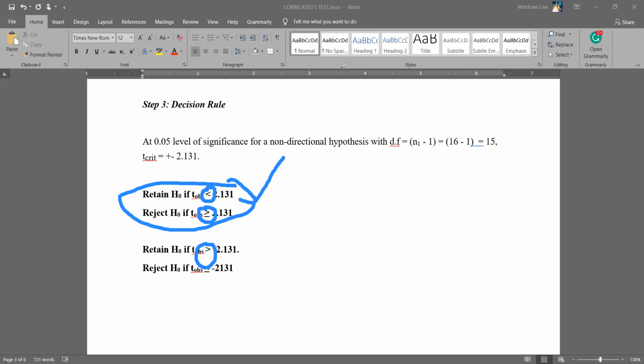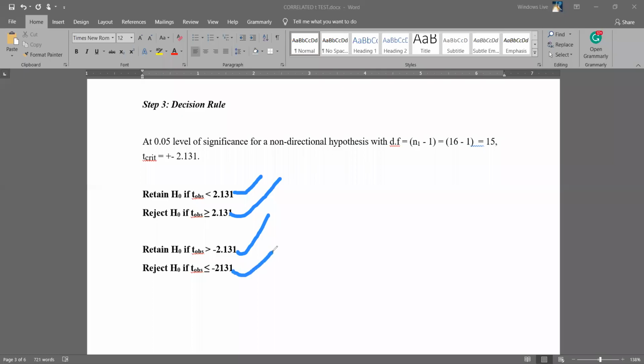Let me erase it so that you get it well. You see that the signs are the ones that normally change. And that's what you do. So with a retain, at first it was less than, but this time around, when it was negative, it became greater than. Then with a reject for the positive one, it was greater than or equal to, but this time around it changed to less than or equal to. So try and choose one of them. During examination, when you realize that it is the opposite, you just change the signs, and that's it.